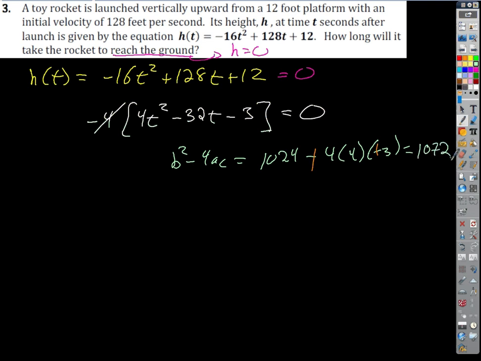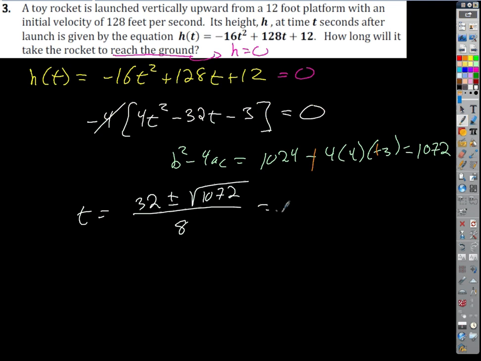So the discriminant is positive. Is it a perfect square? Not a perfect square, right? 1072 is not a perfect square. So we know we're not going to be able to factor it, right? Because we're going to get irrational zeros. So we'll just push on and do the quadratic formula. So we're going to get t equals -b, so 32, plus or minus the square root of 1072 all divided by 2a, so divided by 8.